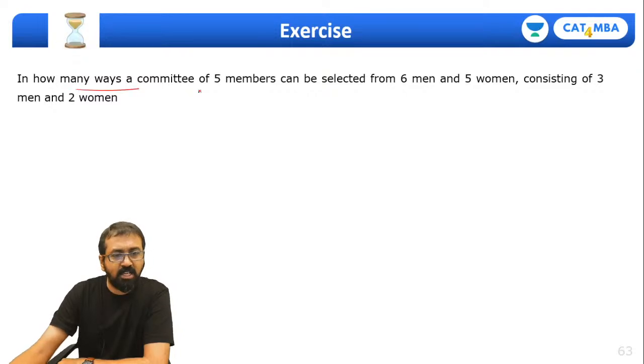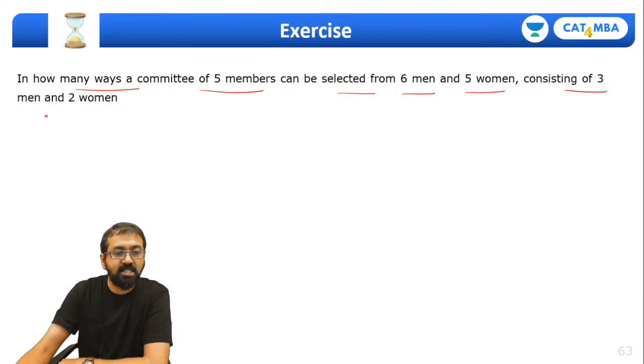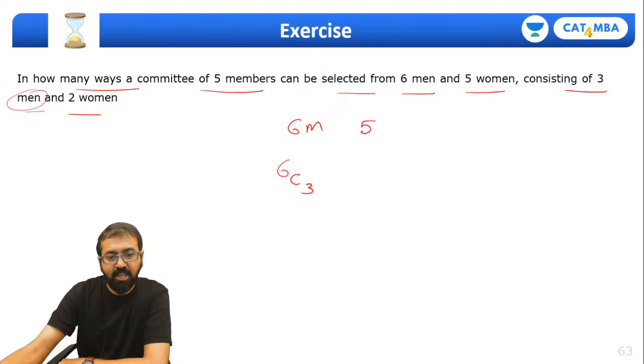In how many ways can a committee of 5 members be selected from 6 men and 5 women, consisting of 3 men and 2 women? Very simple question. There are 6 men and you want to have 3 men out of them, so it can be done in 6C3 ways. There are 5 women and you want to select 2 women out of that, so it can be done in 5C2 ways, right? This is a simple question.